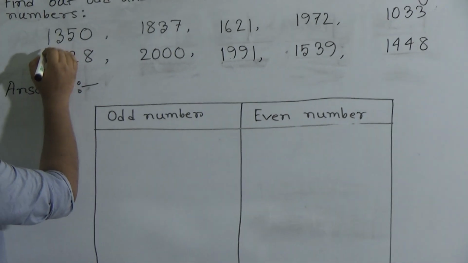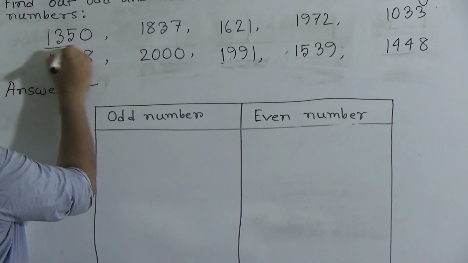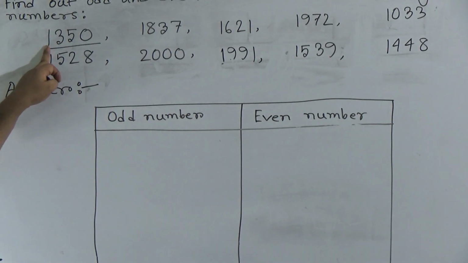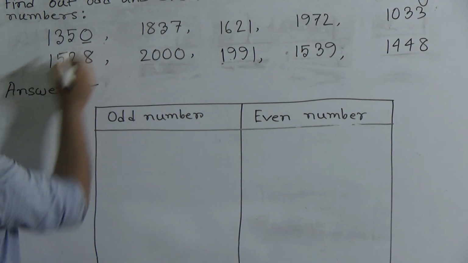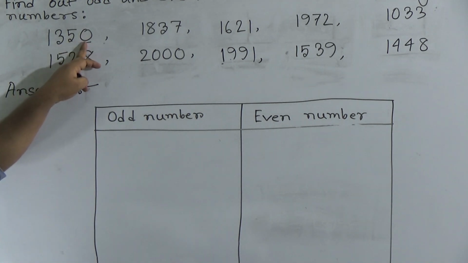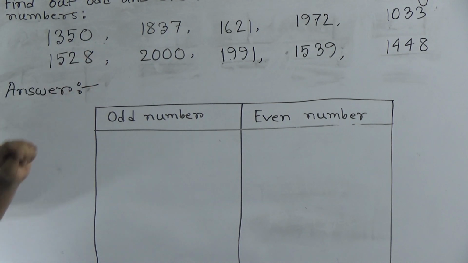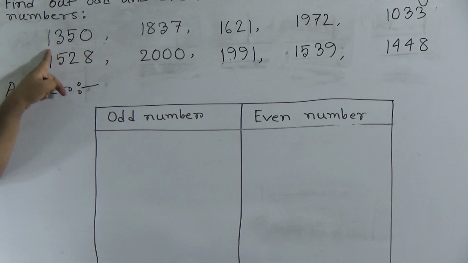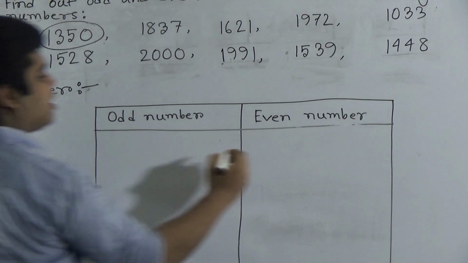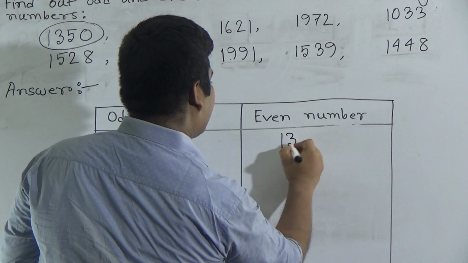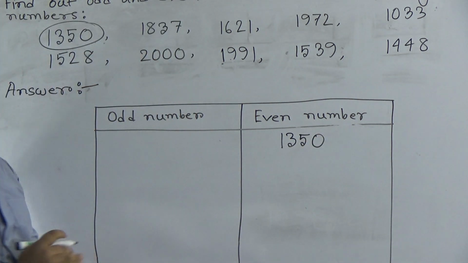Here the first number is 1350. We need not check the other places number, we check only the ones place number. Here ones place number is 0. As ones place is 0, and 0 is the notation of even number, so we can say the total number is even. That means 1350 is even number. So we write this even number in the even number box, 1350. I hope you have understood.